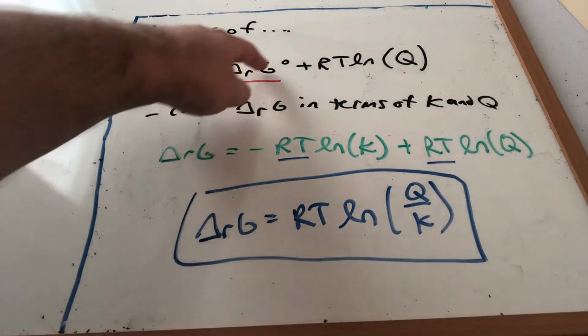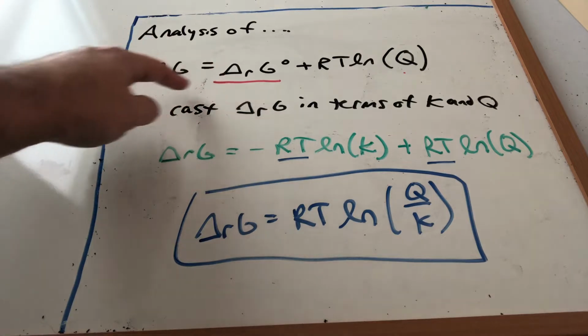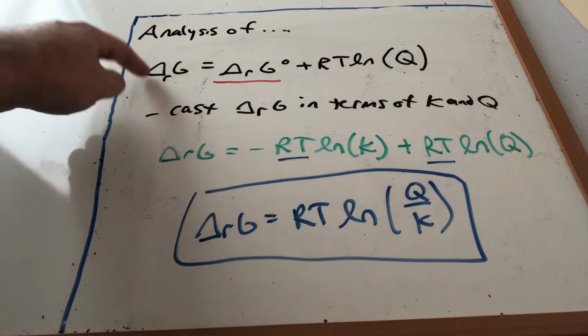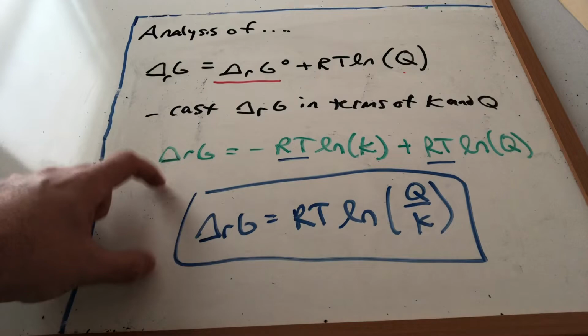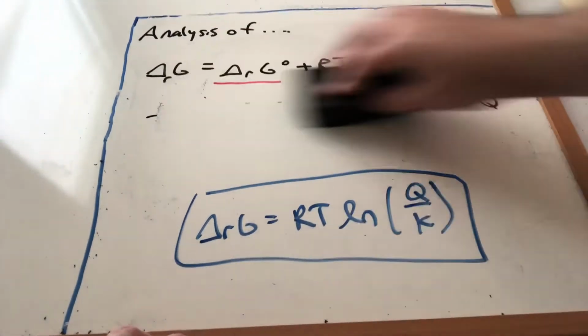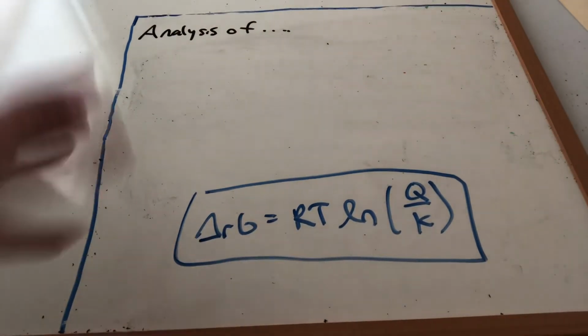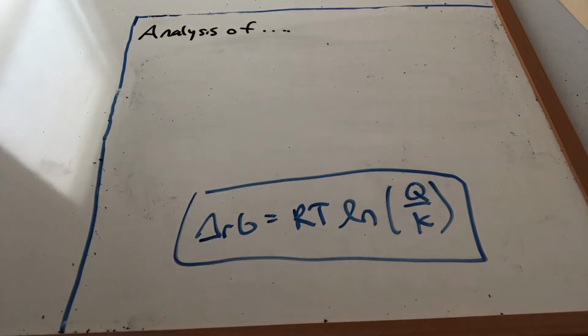Not the sign of delta reaction G naught unless you're under standard conditions. We already proved that. But delta reaction G predicts spontaneity. And we can look at this as a way to sort of test that. So let's test this expression. What I'm going to write next is underneath this expression here.